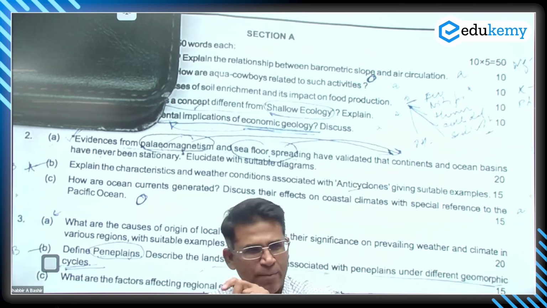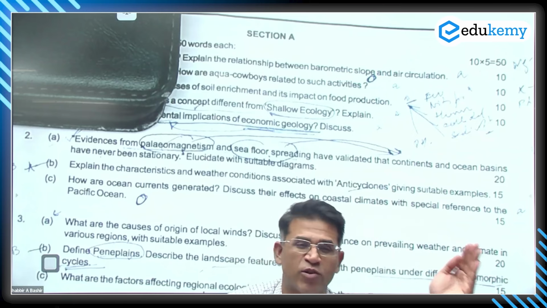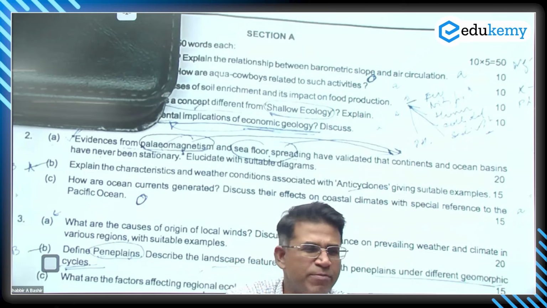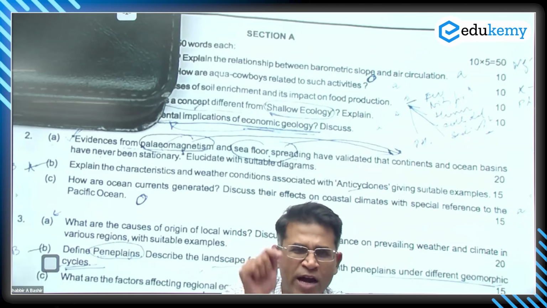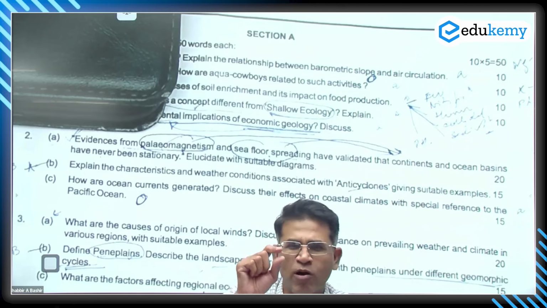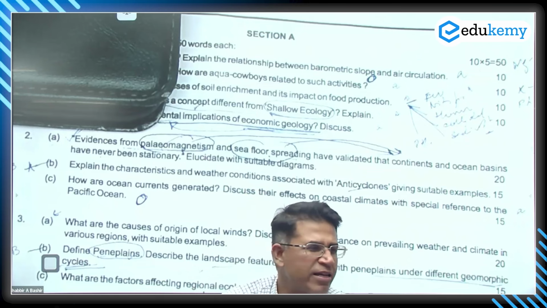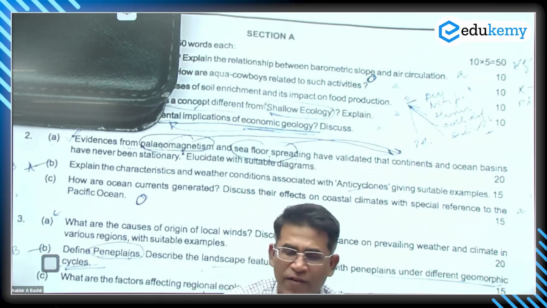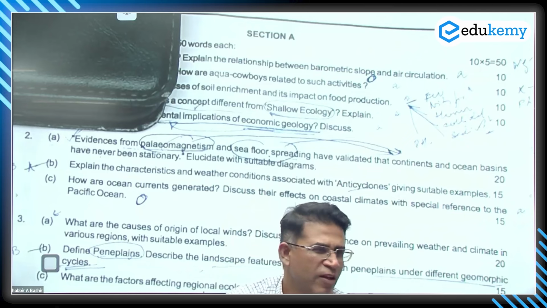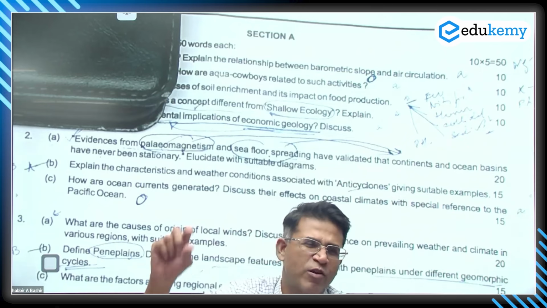Then the peneplains of the second cycle of erosion will have incised meanders and nick point waterfalls. Remember we were talking about topographies of discordance? Incised meanders, paired terraces, entrenched terraces, valley within valley. Those are the features of a second cycle of erosion peneplain.